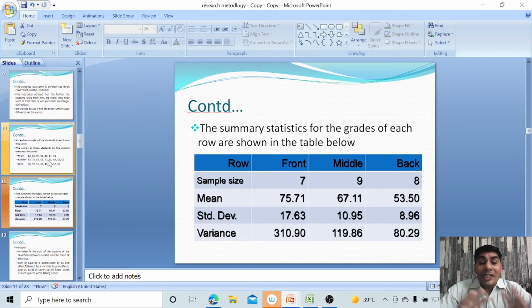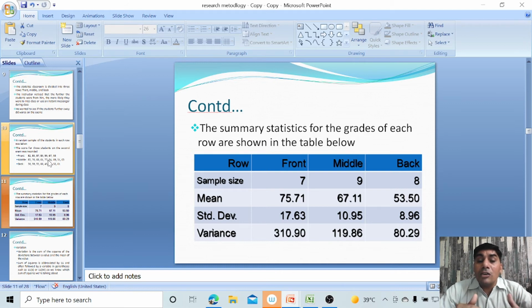We have to prepare a table for statistical analysis. First of all, we have to find the mean of each row, standard deviation of each row and variance of each row. So in the table, we see that the sample size of the front row is 7 because there are 7 students. The sample size for the middle row is 9 and the sample size for the back row is 8.